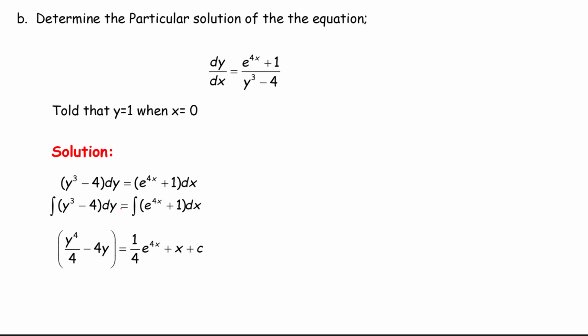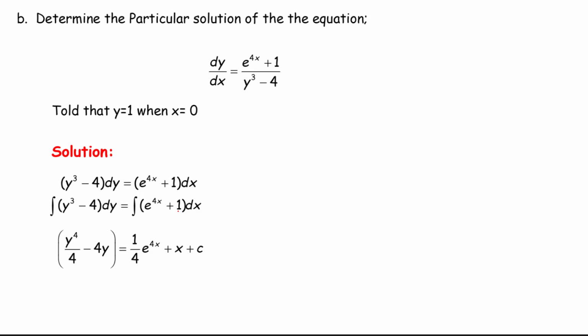4 is just 4 times y to the power of 0. Add 1 to the power and divide by the new power, you just get 4y. Integrate e to the 4x. Remember, if you integrate e to the ax, you get 1 over a times e to the ax. So in this case, we just get 1 over a, which is 1 over 4, so 1 over 4 times e to the 4x.